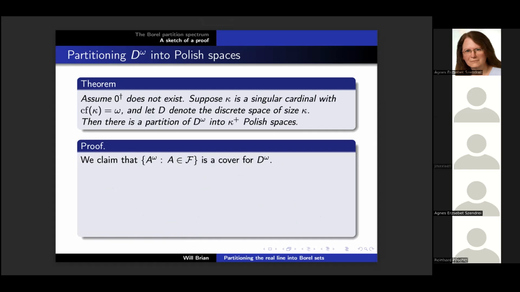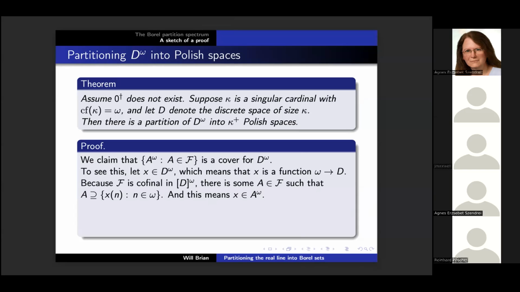So first, I'm going to argue that, oops, I'm sorry. Oh, no. I was about to apologize for a typo, but now that I look at it, I don't think it is a typo. These A to the omegas are a cover for D to the omega. They're not my partition, but they're a cover, meaning that every point of D to the omega gets into one of these sets, A to the omega, as A ranges over F. So why is that? Well, to see that that's true, let's pick a point in D to the omega. A point in D to the omega just means that we have a function from omega to D. So if I have a function from omega to D, I look at the range of that function. That gives me a countable set.